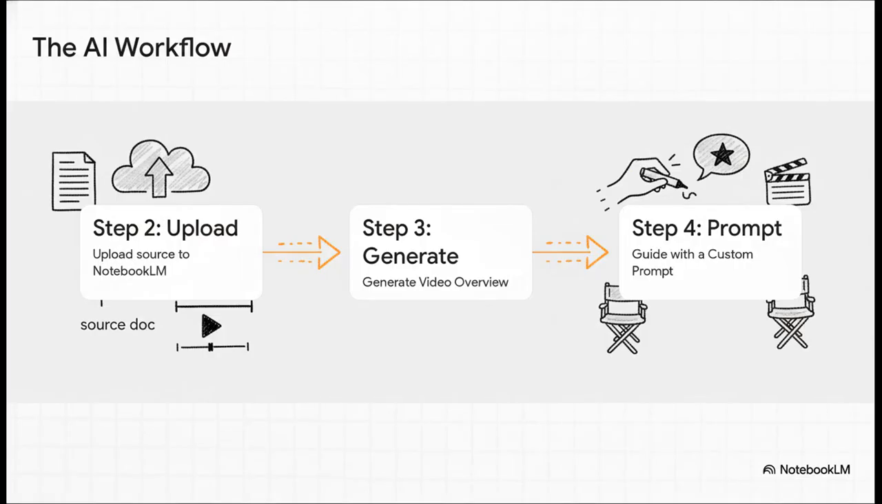And you can see just how simple this is. Step 2. Just upload your source doc. You can literally just paste the text in or even link a Google Doc. Step 3, you hit the button to generate the video. And then step 4, this is where you get to play director. You guide the AI with a custom prompt to really nail the output. It's a super straightforward, rinse and repeat kind of process.